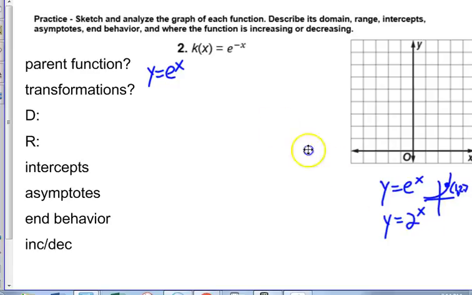Same shape. But what's this negative out here going to do? Do you remember what we said? Flip it. Make it look like a decay. Reflect over the y-axis. Decayify. It's decayified. I like that.